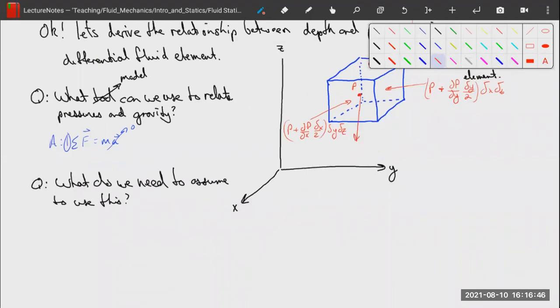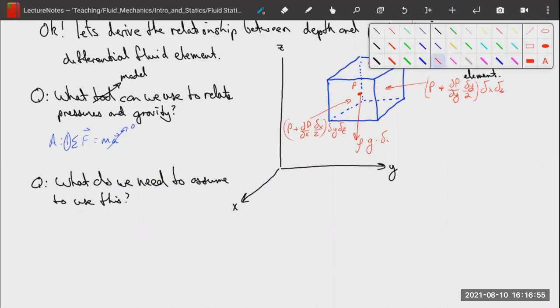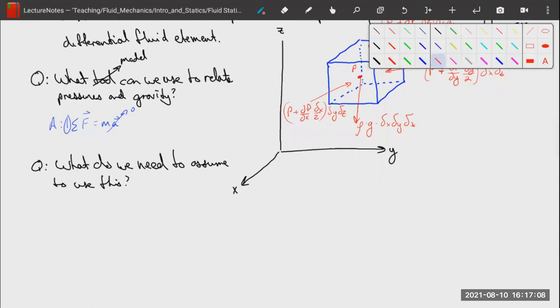The last thing we need to add, acting on this fluid element, is indeed gravity, which is the mass times gravity, right? But in this case, we're going to use the density times gravity times a volume. And that volume is going to be just the dimensions of this box, so delta x, delta y, delta z. Great. What do we need to assume in order to use this then? Well, we remember, because we always start off, the next thing we do is our assumptions that we're going to use in order to solve our problem. So assumptions, assume, again, fluid at rest.